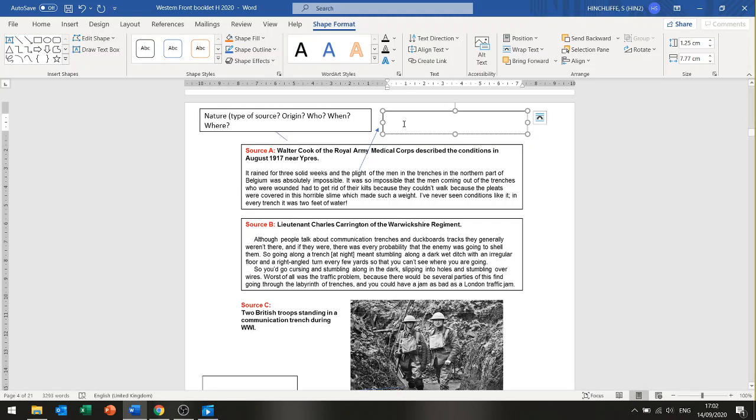So for 3 solid weeks, it rained. Imagine being in those trenches for 3 weeks with rain. It's going to be absolutely miserable. How are you meant to do your job effectively? You can't. People had mud and slime all over them, which then caused their uniform to get wetter. And this man said that he'd never seen conditions like it. In every trench was 2 feet of water.